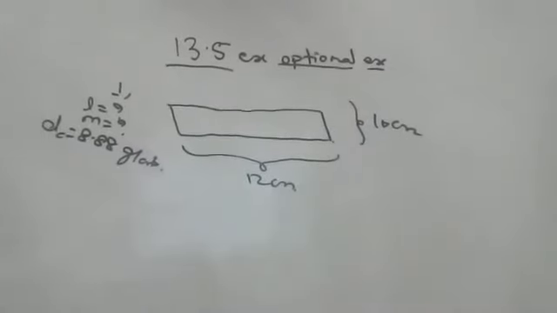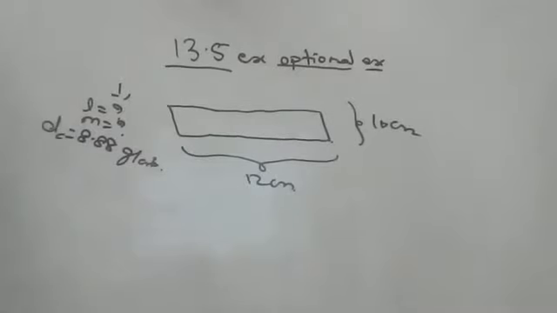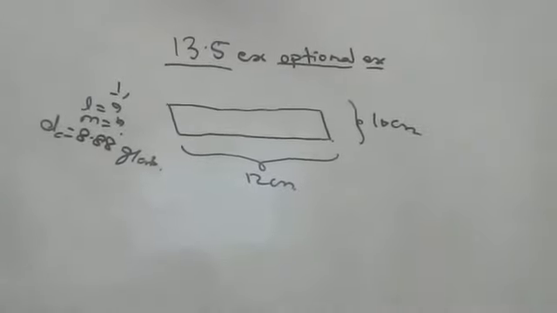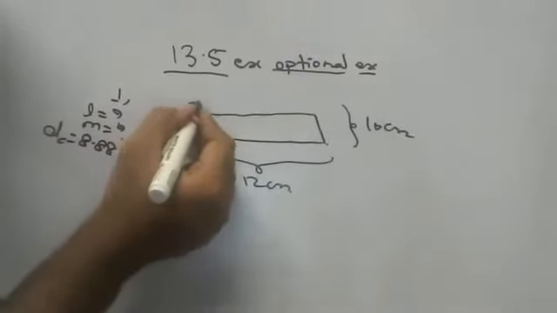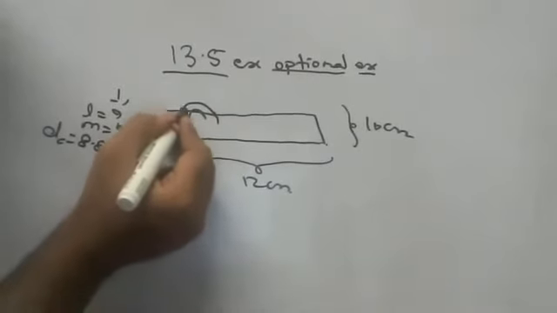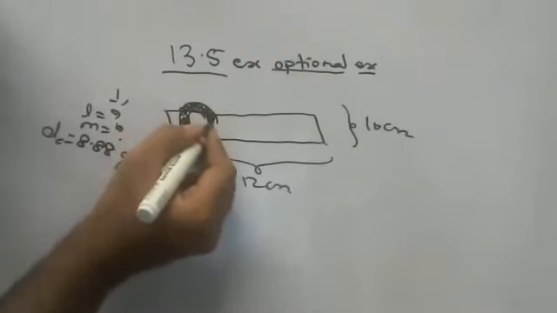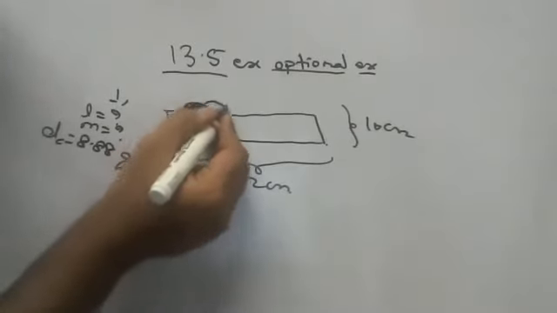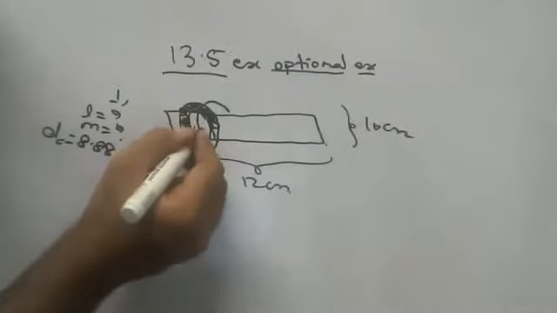Now, how to do such types of questions? If you read the question carefully, it says that the wire is wound around the cylinder. Please check the question properly before doing the sum. It means there is a wire like this, and it is wound around the cylinder, like this.